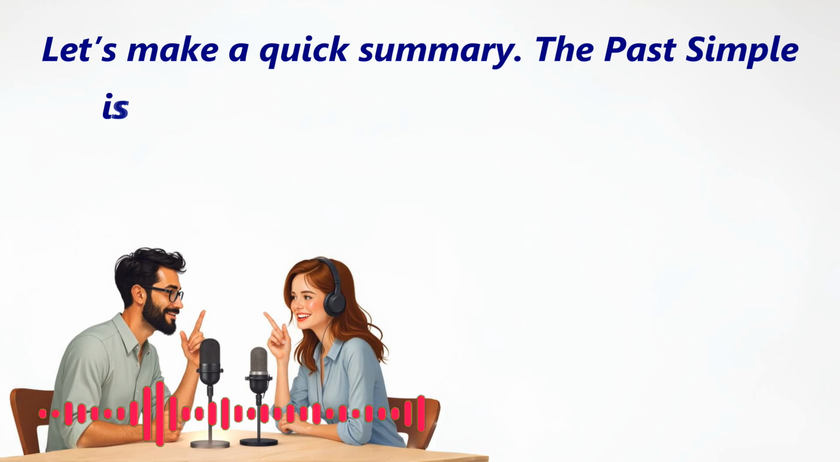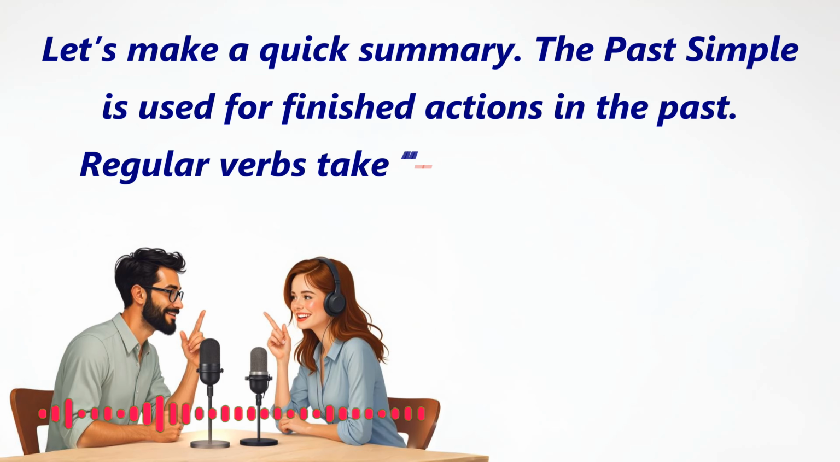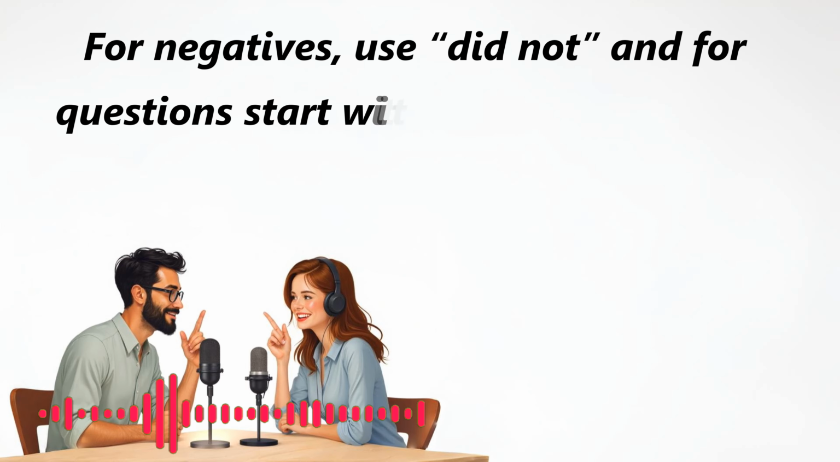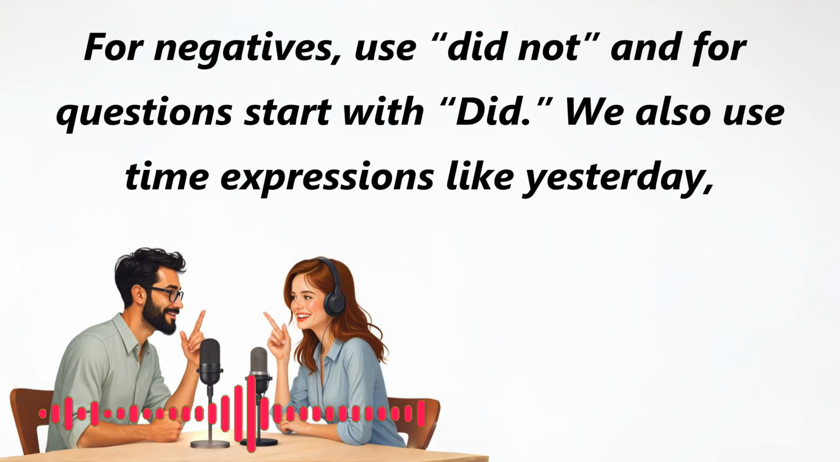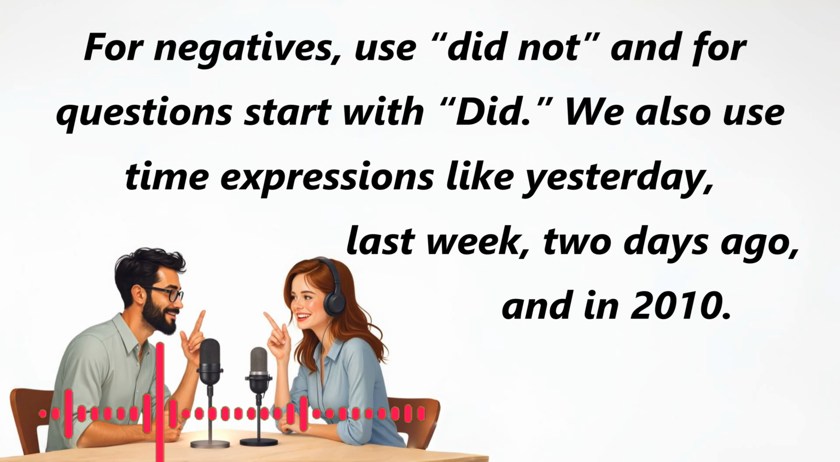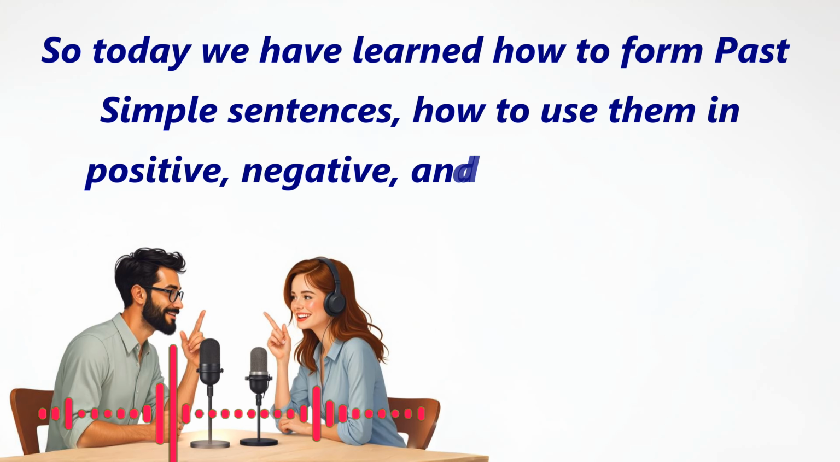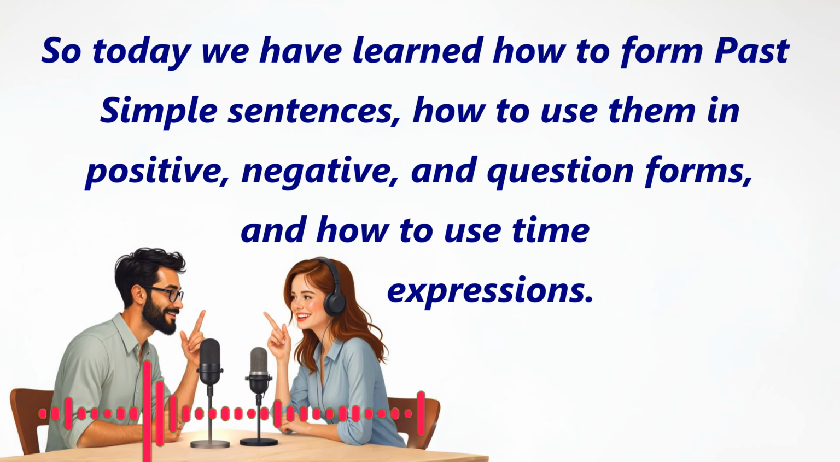Let's make a quick summary. The past simple is used for finished actions in the past. Regular verbs take ed. Irregular verbs have special past forms. For negatives, use did not, and for questions, start with did. We also use time expressions like yesterday, last week, 2 days ago, and in 2010. So today we have learned how to form past simple sentences, how to use them in positive, negative, and question forms, and how to use time expressions.